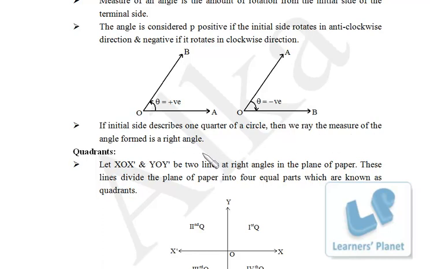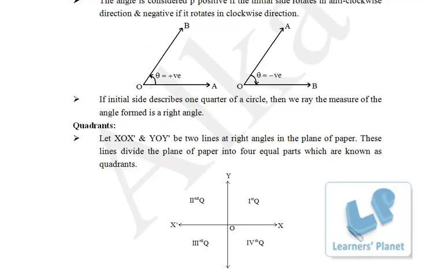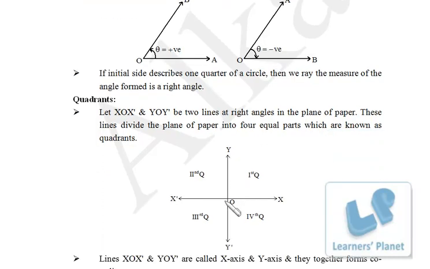then we say the measure of the angle formed is a right angle, right? Precisely, I'll show you one right angle. You already know this. You can see YOX, right? So this is actually 1/4 of the circle, so YOX is 90 degree.